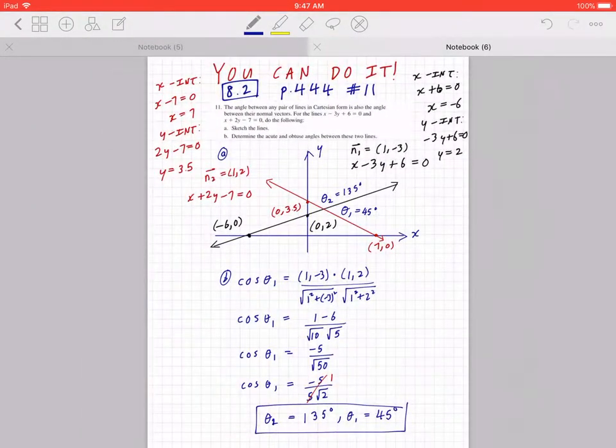And that's how you can find the acute and obtuse angles between these lines. I hope this makes sense.